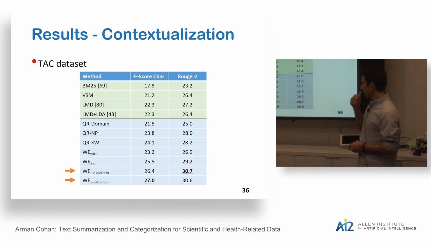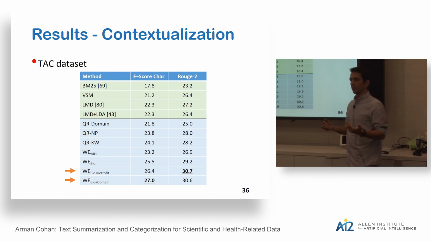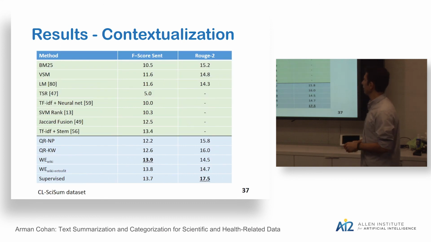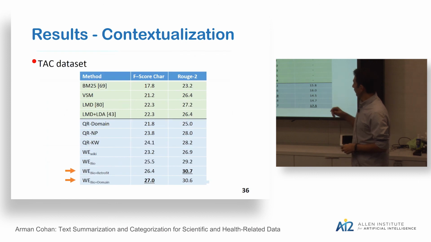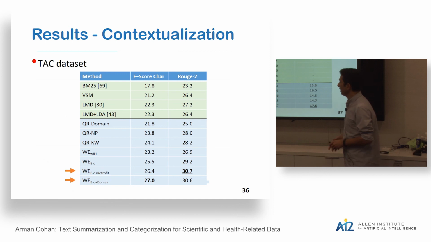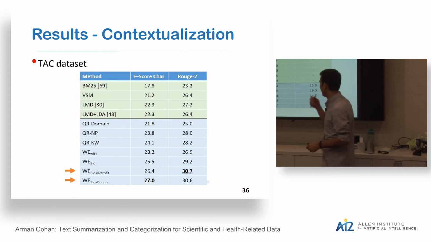And incorporating domain knowledge by both ways has a positive effect on the results, which is expected because this data set is in the biomedical domain. On this computational linguistics data set, we can see that the results again are usually higher than baseline. And we can see that word embedding models based on Wikipedia are working better. And here retrofitting is not helping that much.